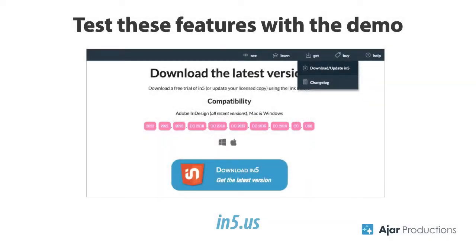So if you want to follow along and test the features with us, you can do this as we go along, but you might want to pay attention and just save this link for later. If you're not already using In5, you can download a copy of it at in5.us, and it's a feature limited trial, so you can use it for as long as you want. It just has limited features, but it will allow you to test the web app features that I am showing today.